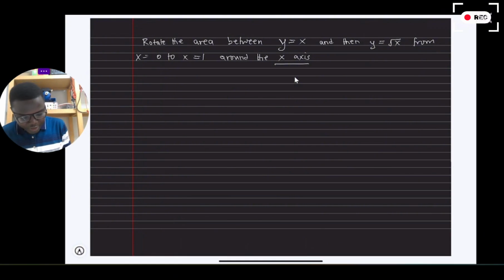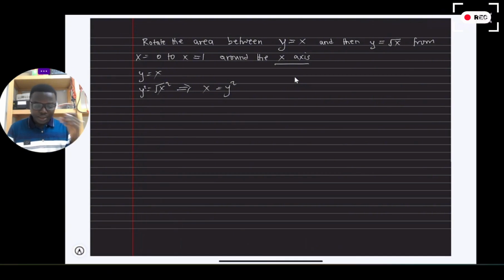So let's quickly look at it: we have the function y equal to x over here, and we also have y equal to square root of x. Based on that, for this function, let's make x equal to y squared. I just squared here and squared here to eliminate the square root. That's what I did. So now you have x equal to y squared instead of y equal to square root of x.